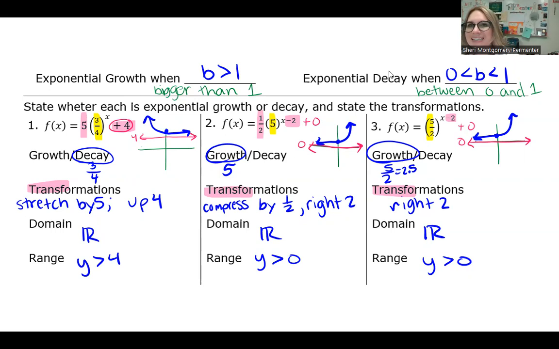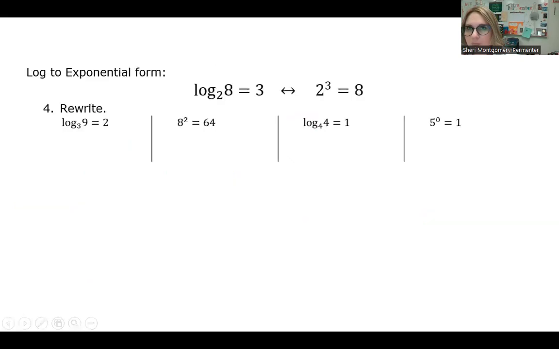That is pretty much as in-depth as we're going to get to graphing. You just need to know the basics. Down at the bottom, guaranteed to have a few questions on your quiz like this. So probably at least 2 or 3 questions.